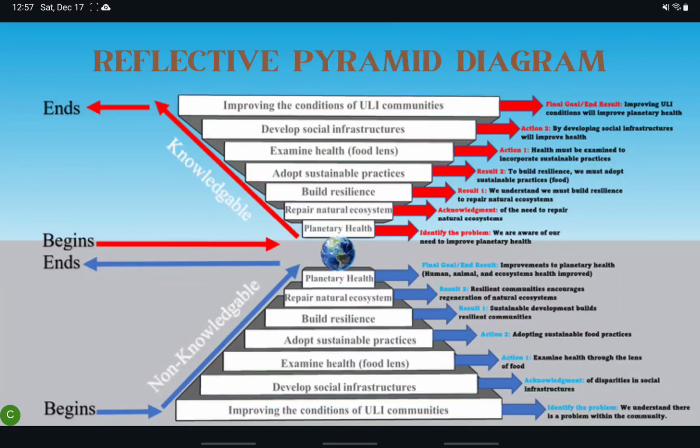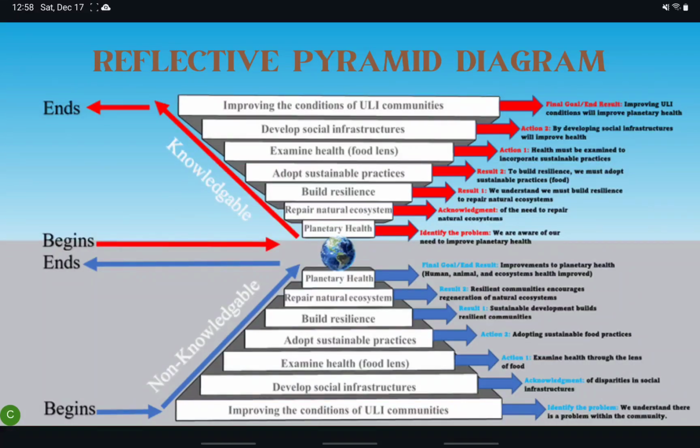Let's take a closer look at the RPD to understand the two thought processes. We'll begin here. When approaching the problem from a non knowledgeable standpoint, we first recognize there's an issue within the community. Something isn't right. Secondly, we acknowledge the problem. There are disparities within these communities' social infrastructures. So, when looking at it from a non knowledgeable standpoint, we're able to recognize social disparities like education and health.